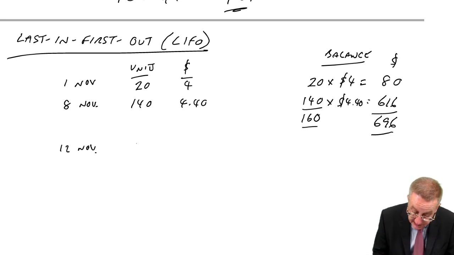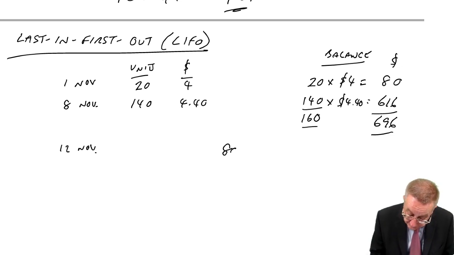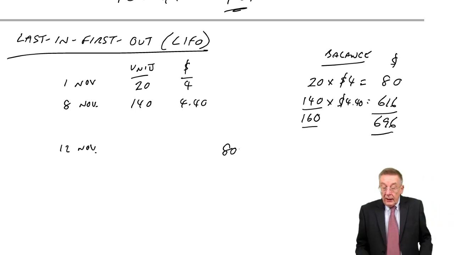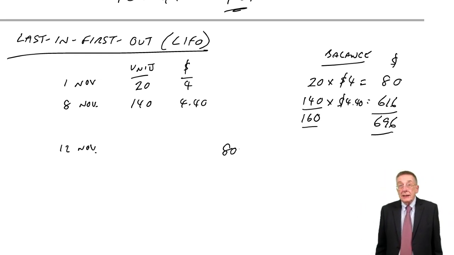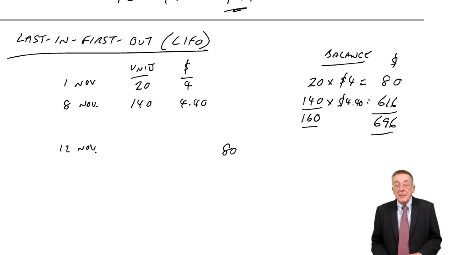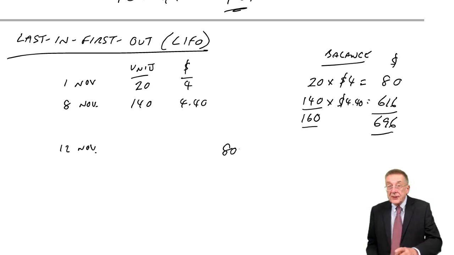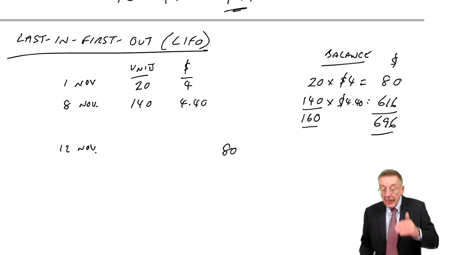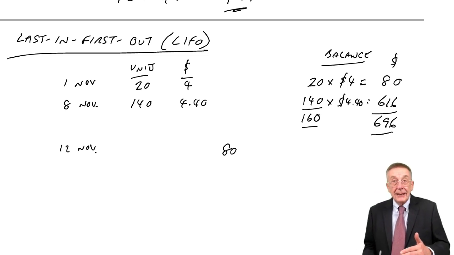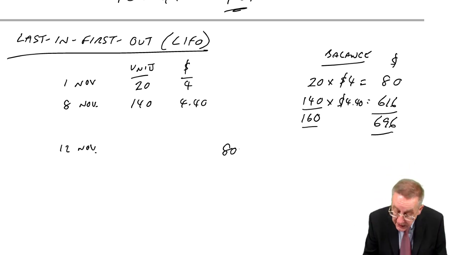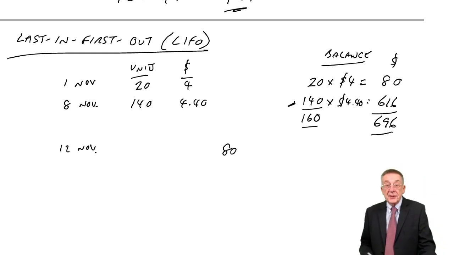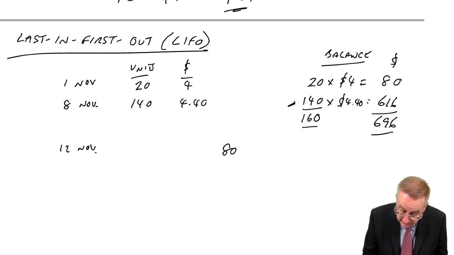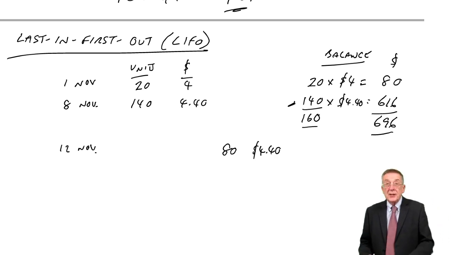12th of November, we issued 80. There are 160 there, so where are those 80 coming from? Well, with last in, first out, we assume those 80 are the most recent purchases. So it's 80 of those 140 that are being sold. There are 80 of those $4.40 units.